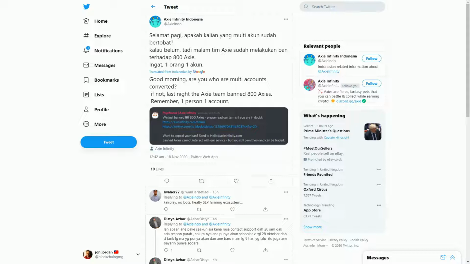Now this creates an issue: although Axie Infinity is the developer, they can't remove the NFTs. The NFTs are on Ethereum. It is a public blockchain. You can't take things away from people. That's what many people in the industry call censorship resistant. So they can't take away the Axies, but they can ban them from playing the game. But these Axies are still out there.